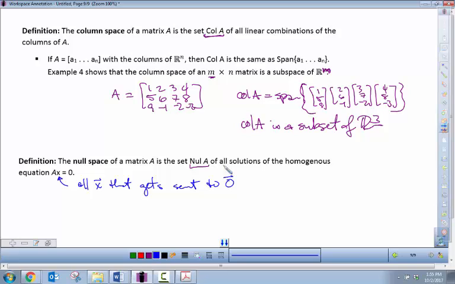Okay? I think there is an example. I don't know if there's an example in the notes here. And so when you say it gets sent to 0, you mean when it's applied to A, or when A is applied to it.